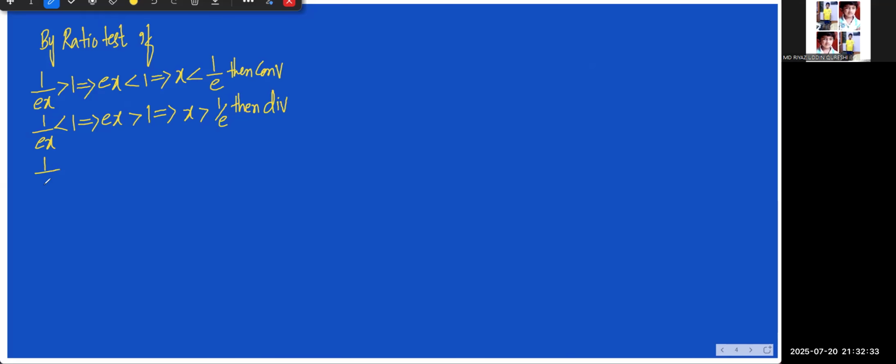Divergent. If 1 by ex is equal to 1, thus if you take the reciprocal, ex is equal to 1, that the meaning of this is x is equal to 1 by e. Test fails. So this is the situation we have to deal, right?